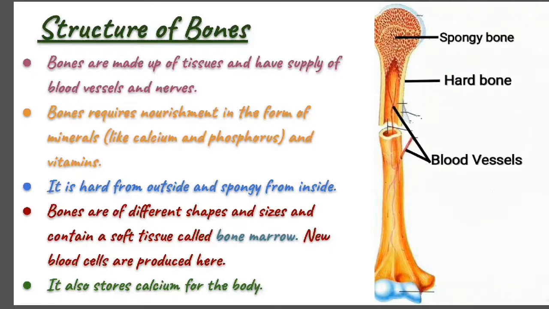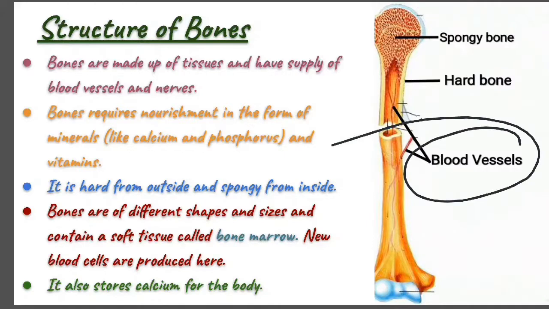Bones are made up of tissues and have a supply of blood vessels and nerves. Here you can see the blood vessels. Blood vessels means we have a network-like system which carries the blood from the heart to the whole body and from the whole body back to the heart.